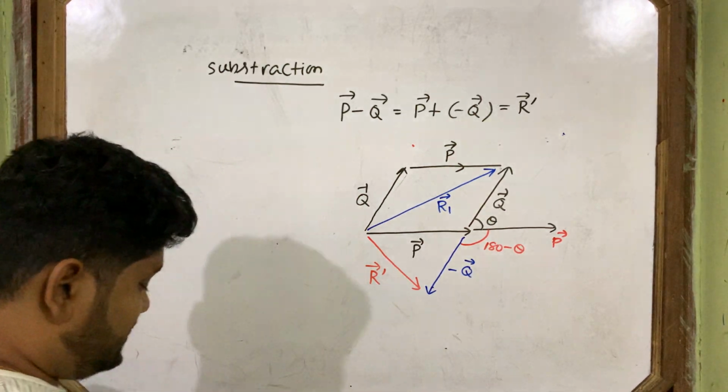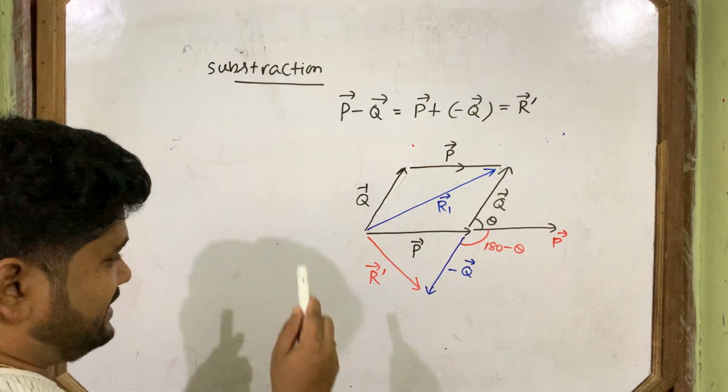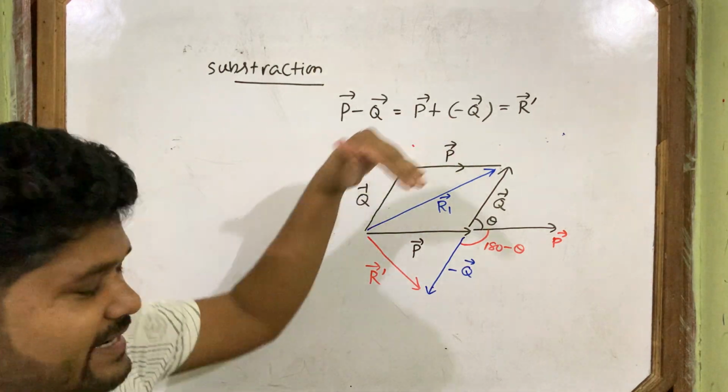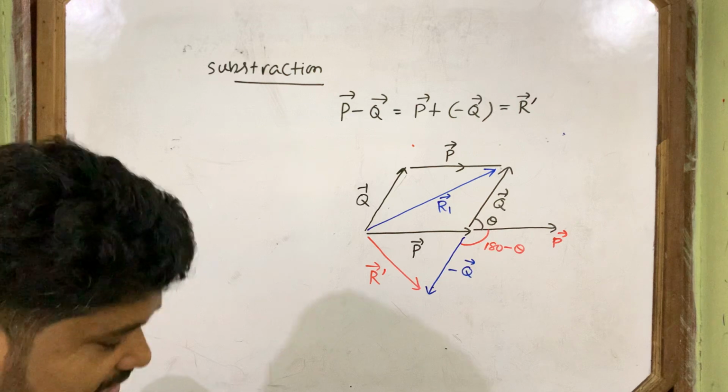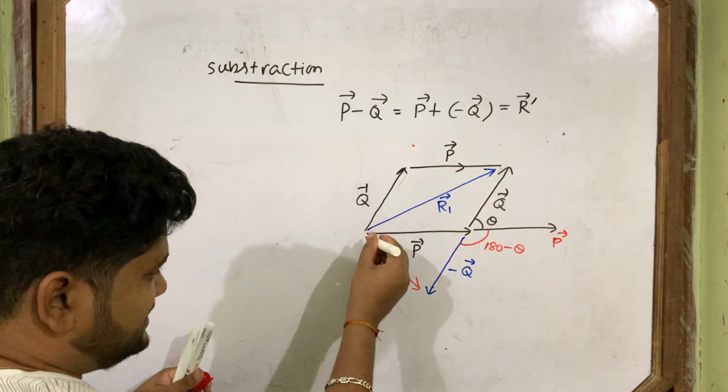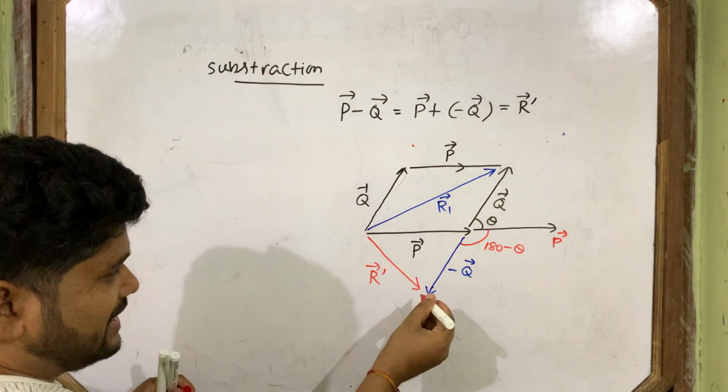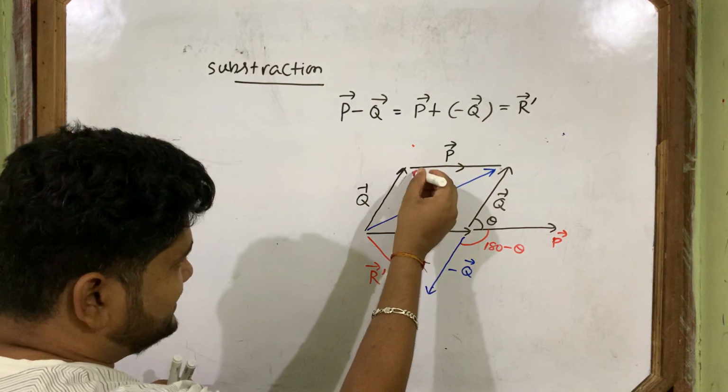Now let's see. Here, this P vector, R vector, shift it parallelly. Shift the r dash vector parallelly. This is the r dash vector. If we shift it parallelly, now see, this is the r dash vector.